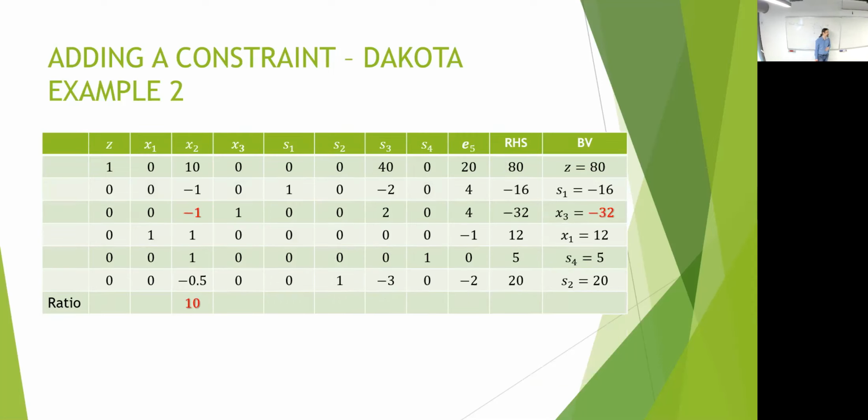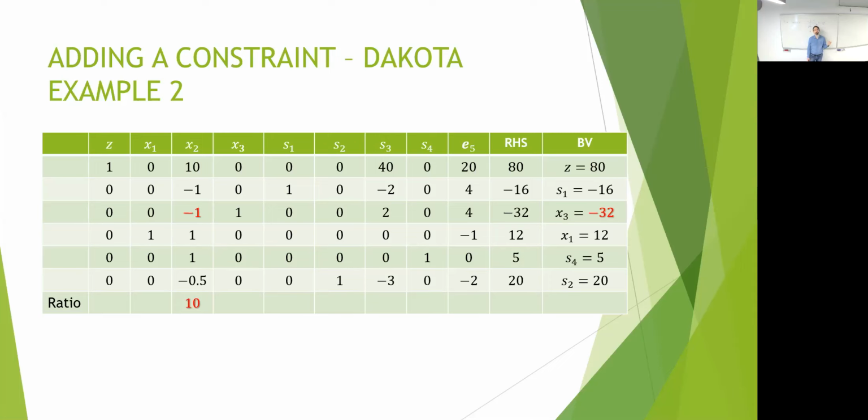So this is what happens when S2 enters and E5 exits. S2 has entered, E5 has exited. The optimality hasn't changed. We still have an optimal solution, because there are no negative values on the top side for the objective function. But the right-hand side values still have negatives: a minus 16 and a minus 32. I picked the greatest one, which is minus 32.